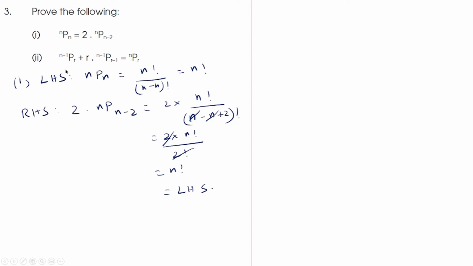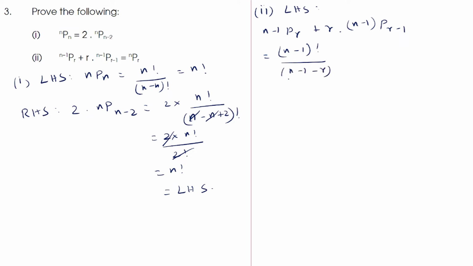Now let us take the second subdivision. (n minus 1)Pr plus r into (n minus 1)P(r minus 1) equal to nPr. So for the second subdivision, first let us take the left hand side. So left hand side is (n minus 1)Pr plus r into (n minus 1)P(r minus 1). So this is equal to (n minus 1) factorial upon (n minus 1 minus r) factorial plus r into (n minus 1) factorial upon (n minus 1 minus r plus 1) factorial.